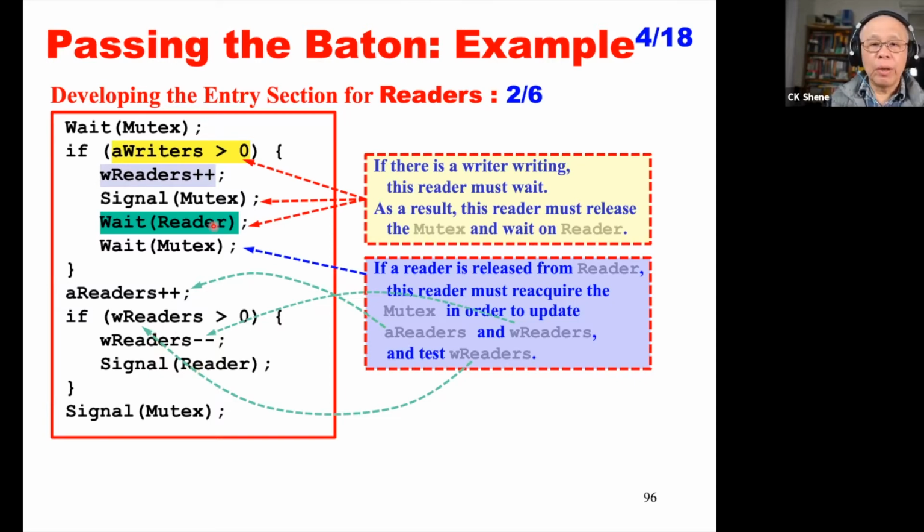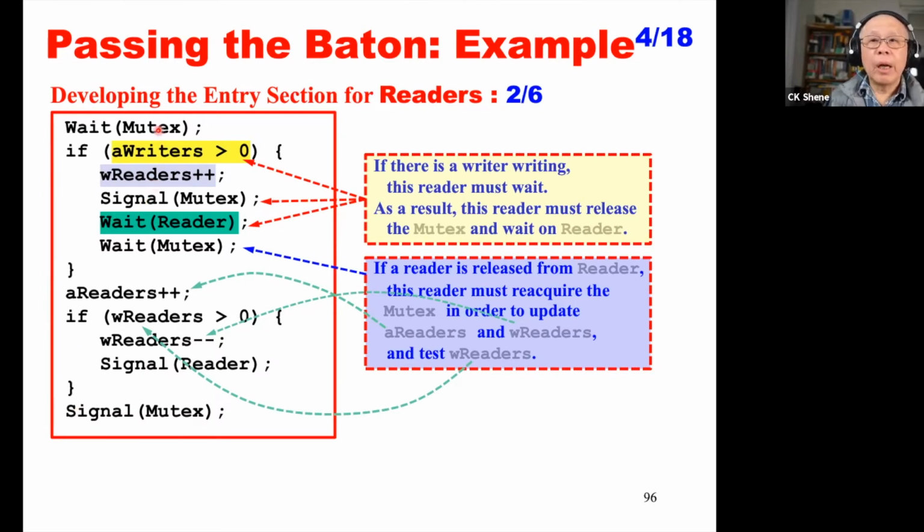I will explain this later. So if there are waiting readers, subtract one from the waiting count and release that reader. When it's done, release the lock. And if there are no waiting readers, and this reader is the only one that tried to access the database, this one definitely has to release the lock for the next reader or the next writer to have access to these variables. Now let's get back to this part.